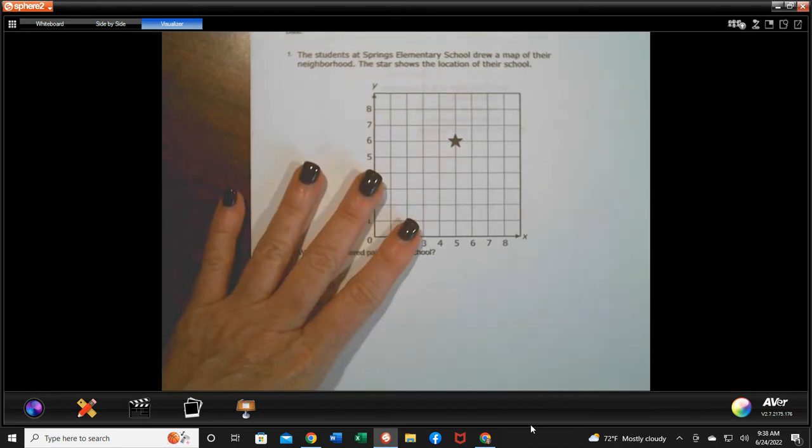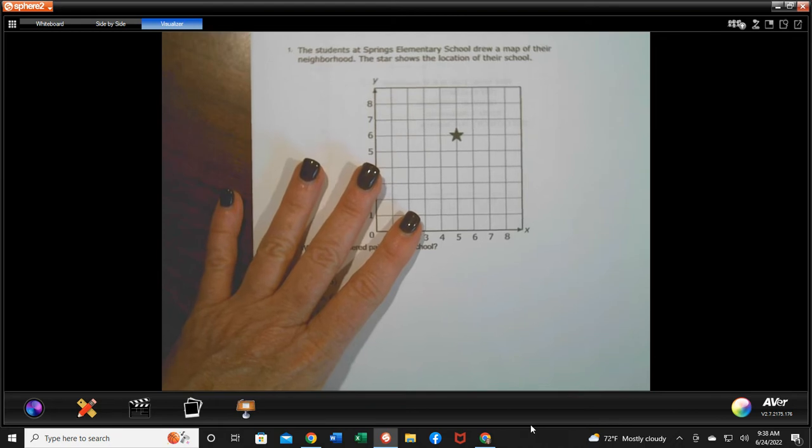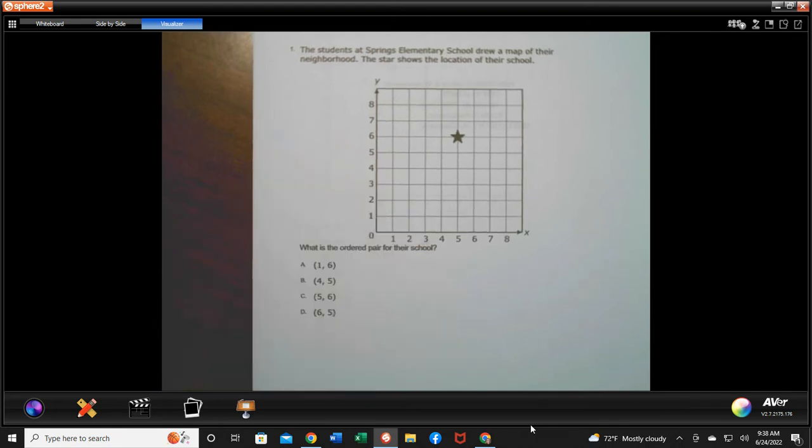Another thing is just so if your parents want to see this test, this is obviously a paper copy of what you had on your Chromebook screens when you took the test in class. So let's start with number 1.